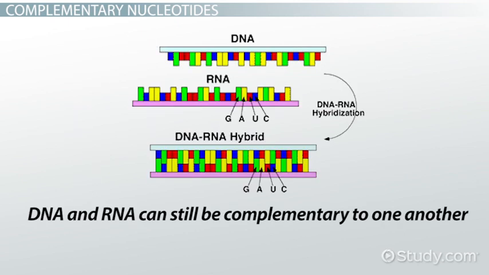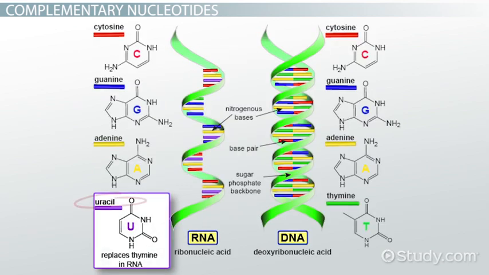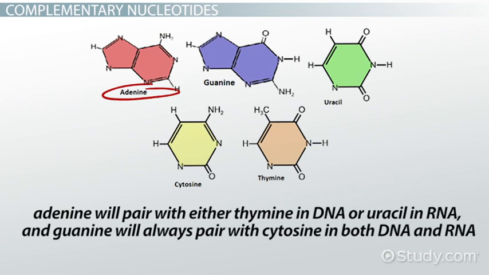However, DNA and RNA can still be complementary to one another even though they may have different nucleotides. For instance, uracil within RNA will still be complementary to an adenine in DNA, just as adenine in RNA will be complementary to thymine in DNA. In other words, adenine will pair with either thymine in DNA or uracil in RNA. And guanine will always pair with cytosine in both DNA and RNA.